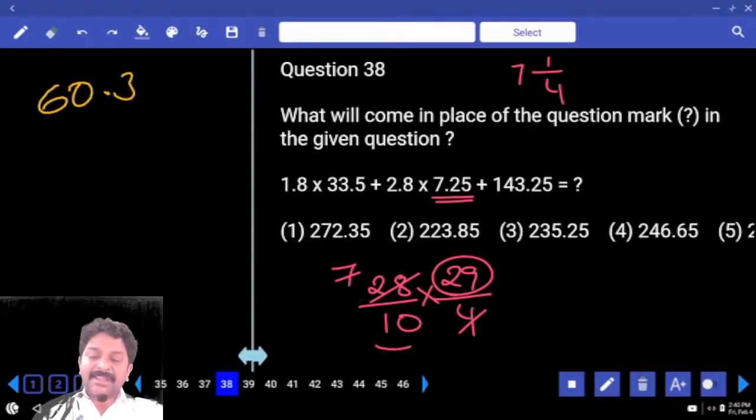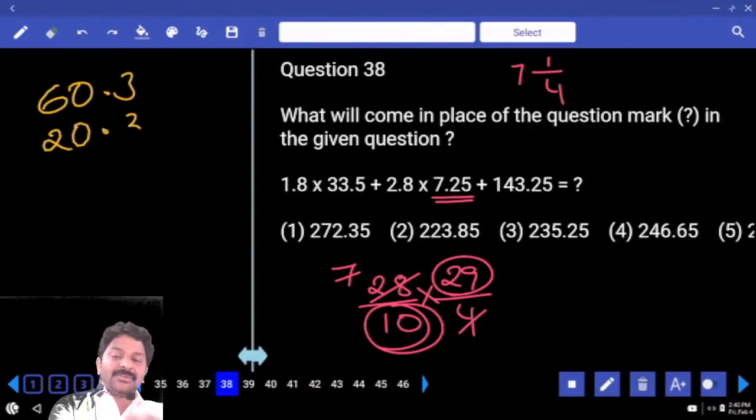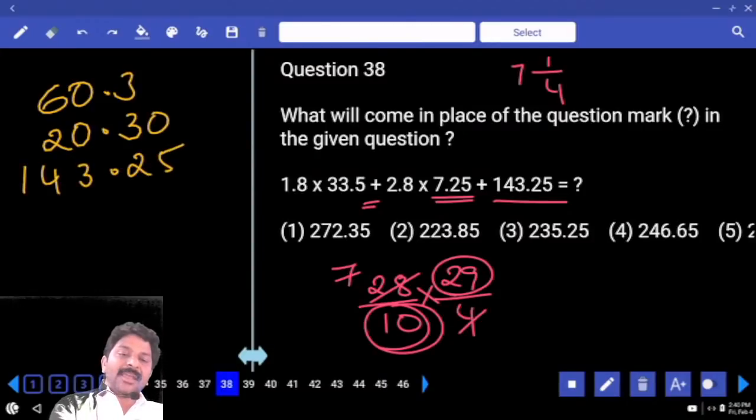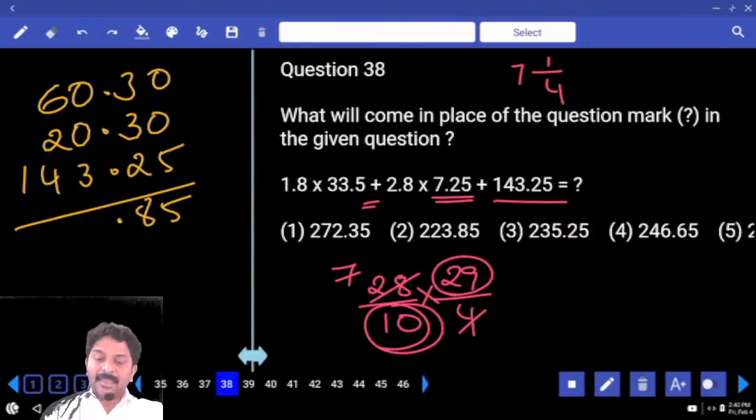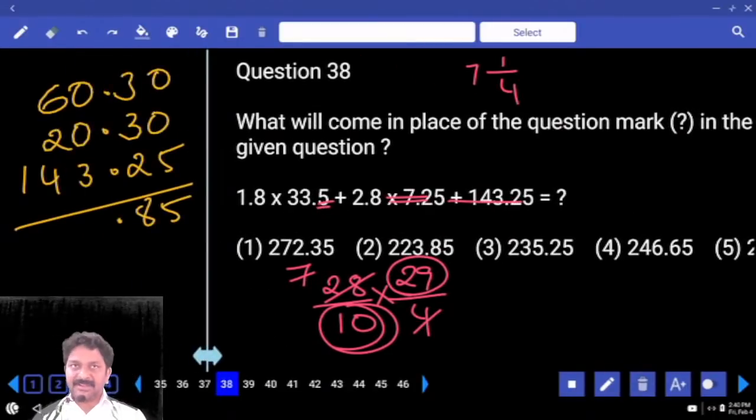203 by 10 also we have, right? Then 203 becomes 20.3 and we have to add both the numbers. And again already we have 143.25, right? So the number after decimal must end with 0.85. How many such options are there? Only one, final answer, second.